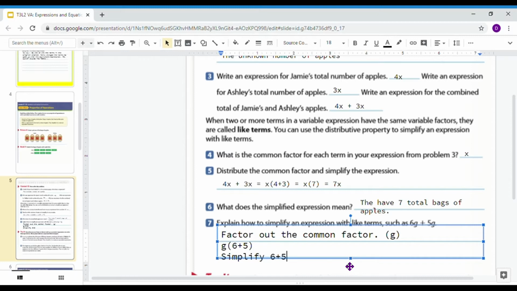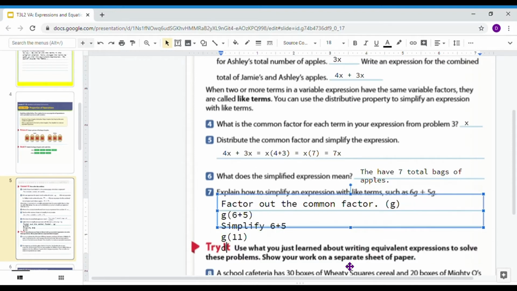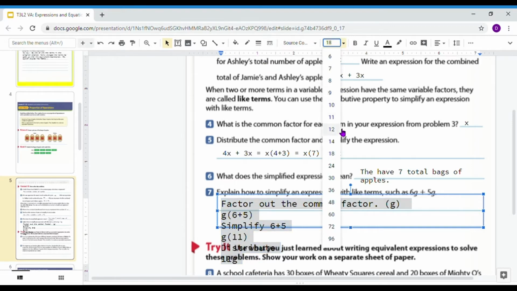6 plus 5 is 11. So now I have g times 11. And then from there, I distribute. I'm trying to make this so I distribute from there. And then if I distribute g times 11, I get 11g. And that right there is your final answer of simplifying 6g plus 5g.